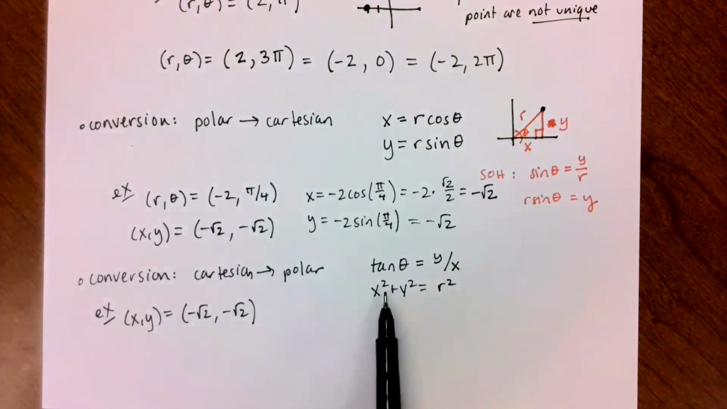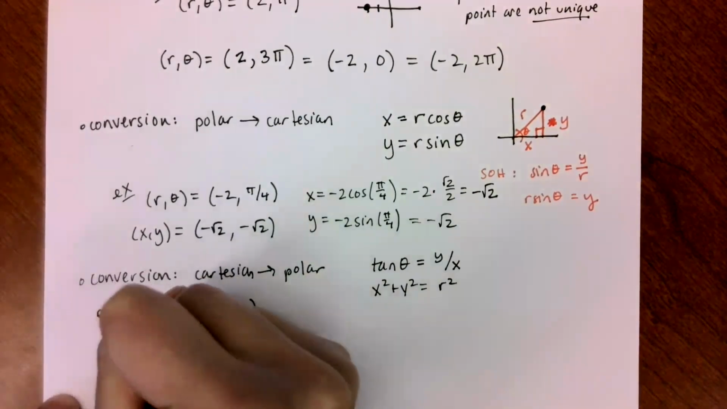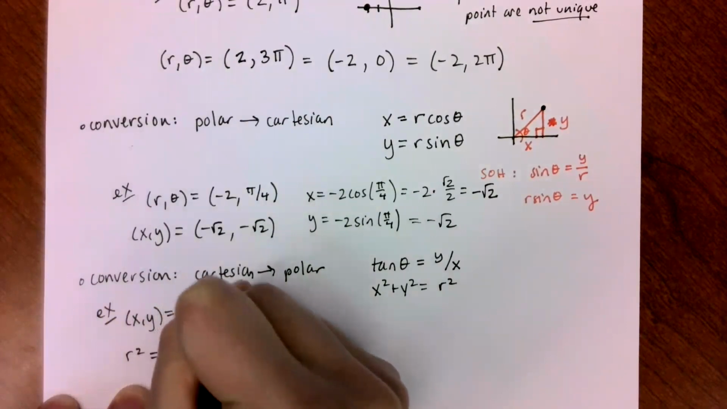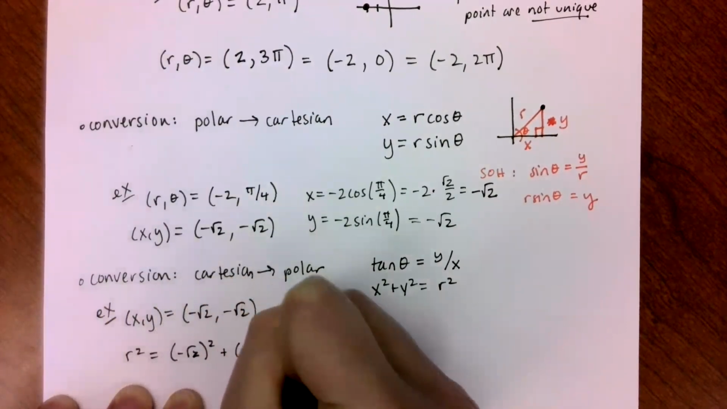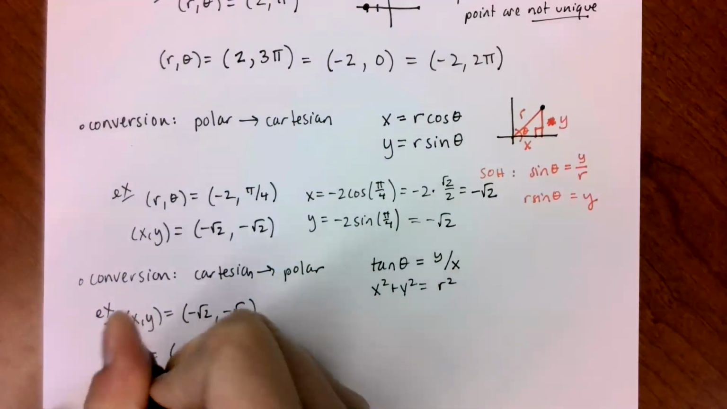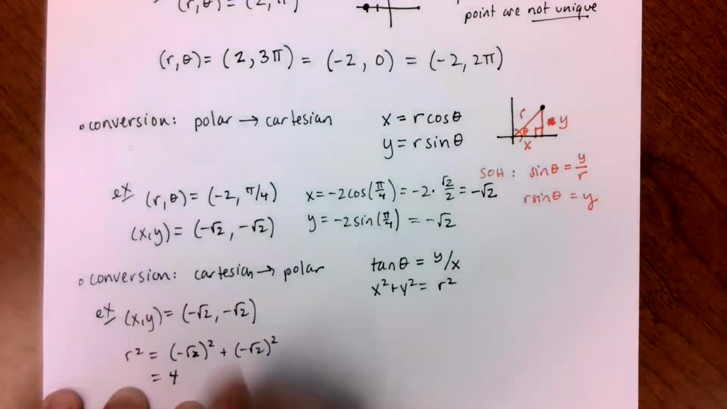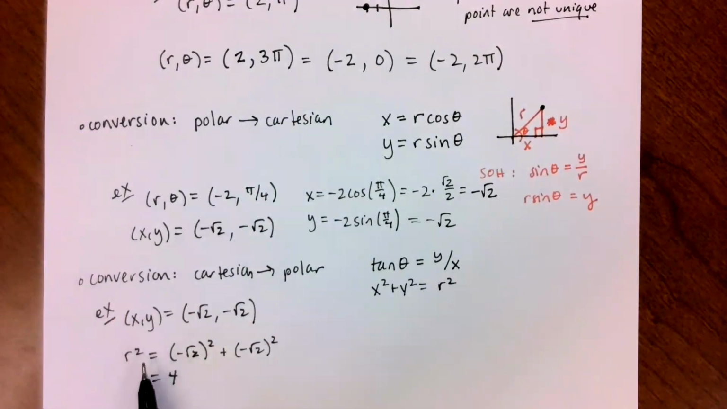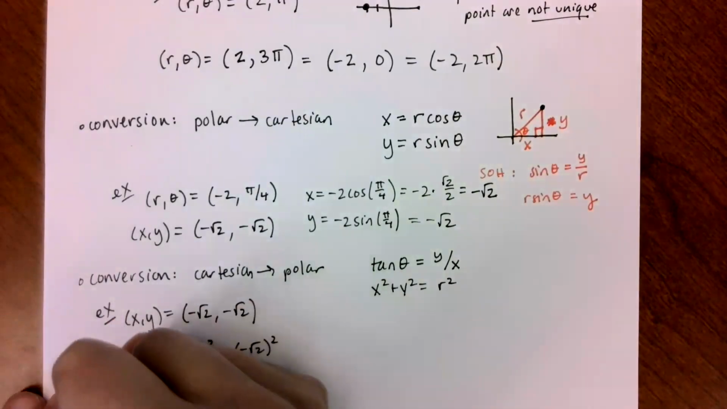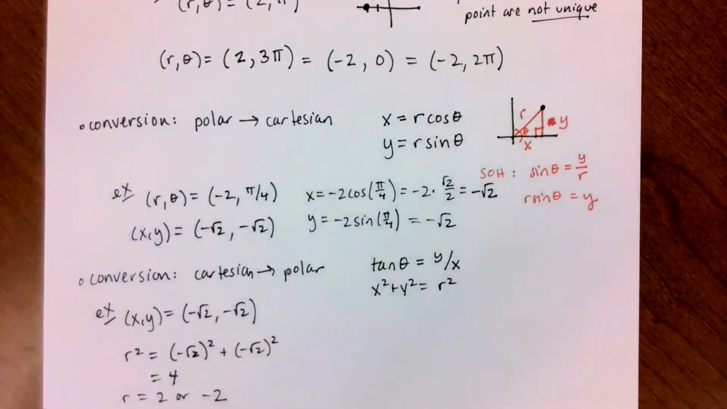Okay, so let's do x squared plus y squared equals r squared first. That would mean that r squared is negative root 2 squared plus negative root 2 squared. And that gives me 2 plus 2. Yeah, 2 plus 2 is 4. Okay, so then r is either 2 or negative 2, depending on how you pick your theta. Okay, so we're going to leave this here and do the tan theta.